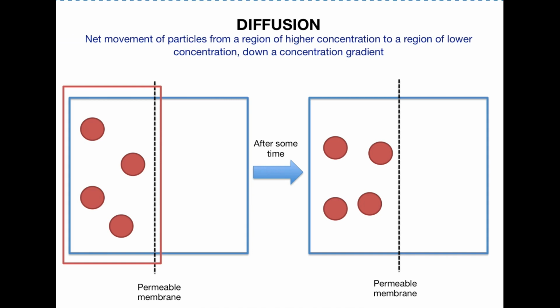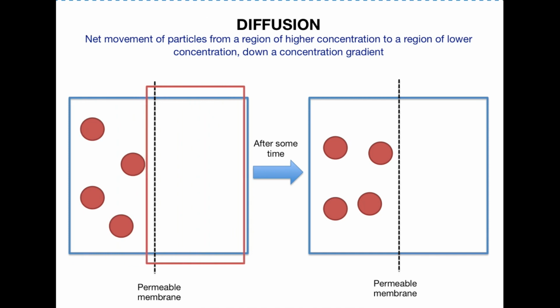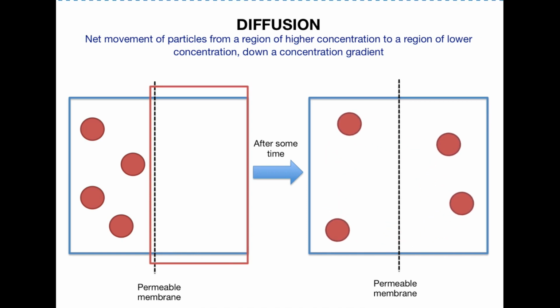After some time, diffusion would then take place through this permeable membrane. The permeable membrane allows red dye to pass through it. Diffusion is allowed to take place because there's net movement of particles, in this case, red dye particles, from a region of higher concentration, which is the left-hand side of the container, to a region of lower concentration, which is the right-hand side of the container. After some time, there will be equal concentration of red dye on both sides of the membrane.